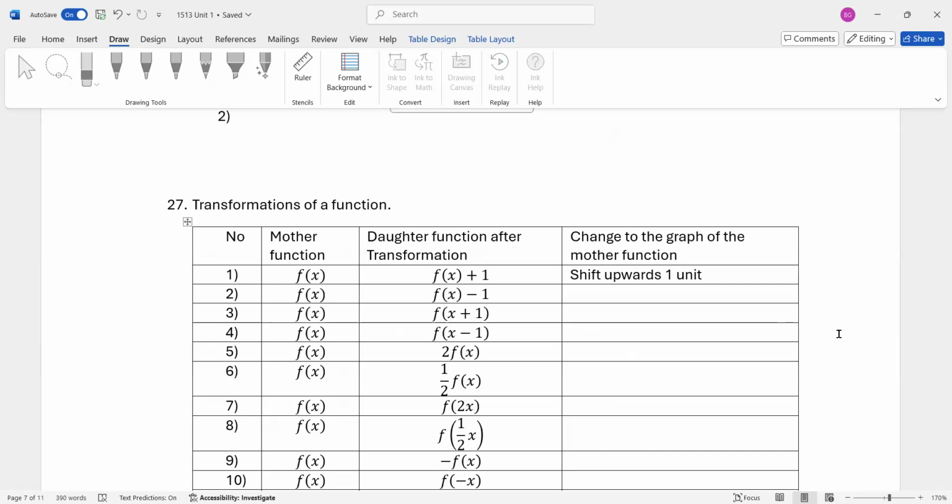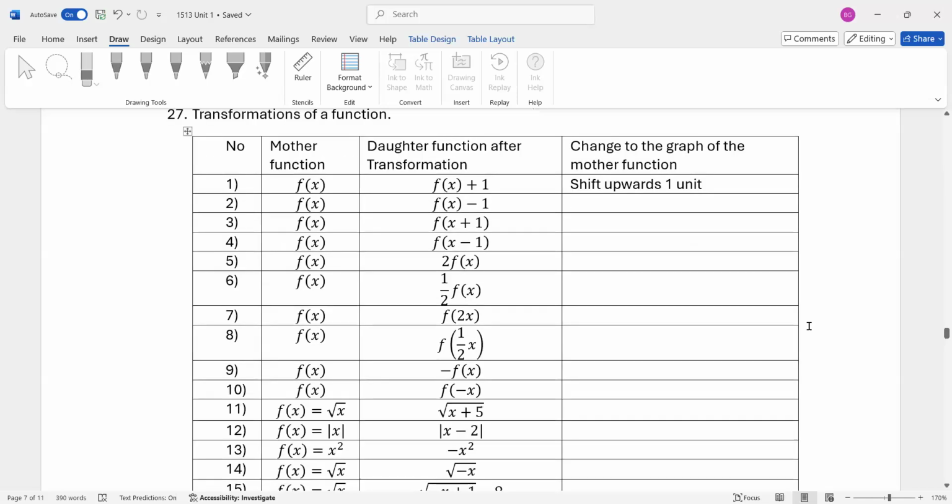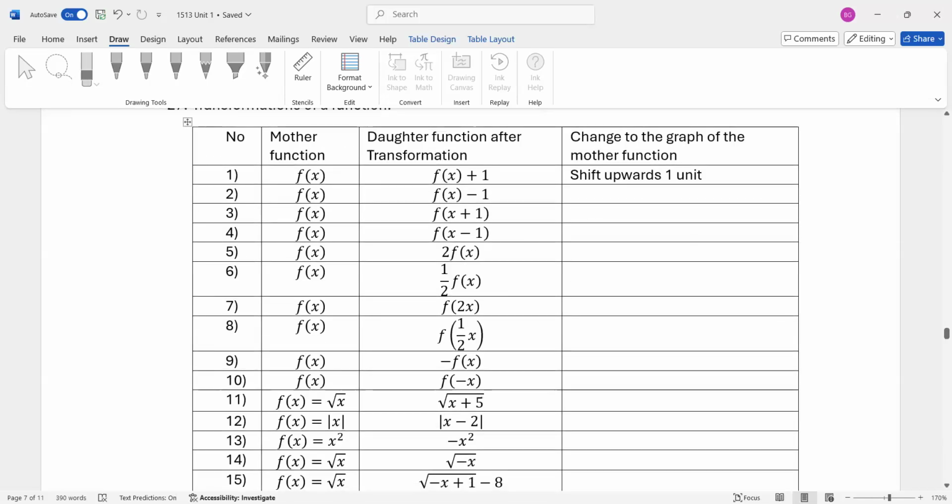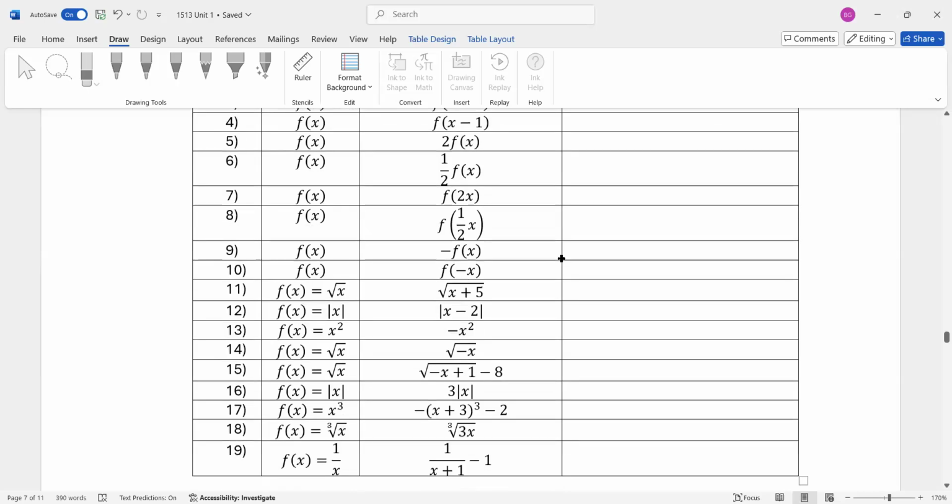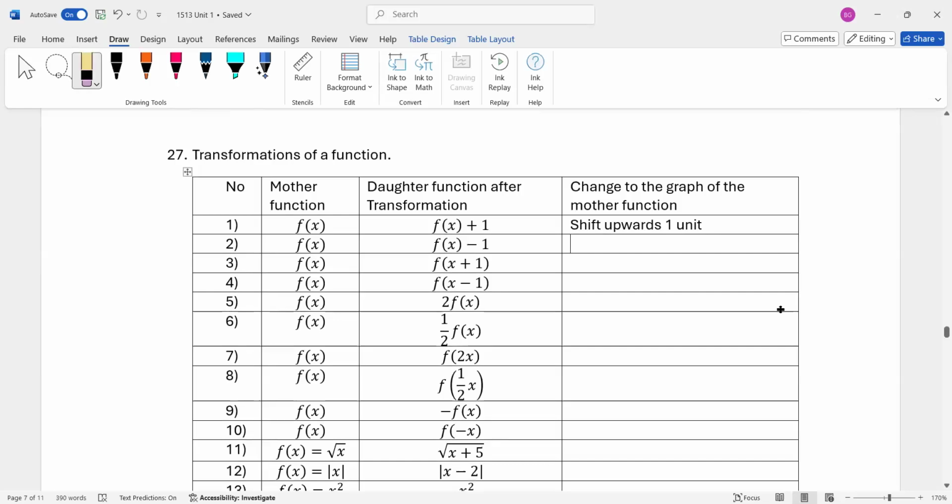Yeah, I get it. Yeah, this transformation is not a challenging one. This is the simple one. Okay, similarly, number 2, what if we subtract 1 from the function? What do you think would happen to the graph of the mother function? It'll shift downwards one. Yeah, shift downwards. Very good. Shift downwards. Let me write it down. Shift downwards 1 unit. Exactly.